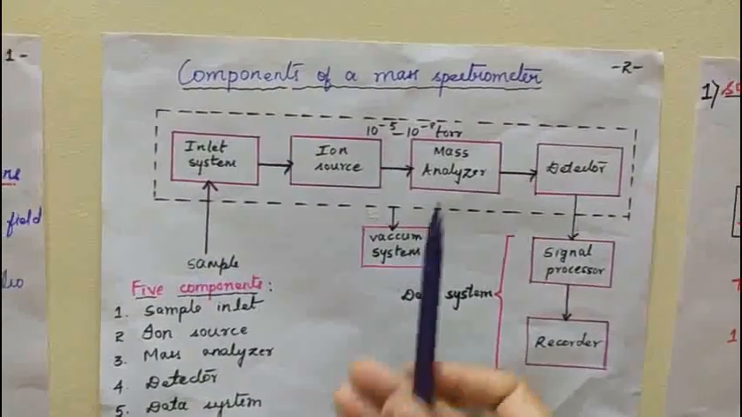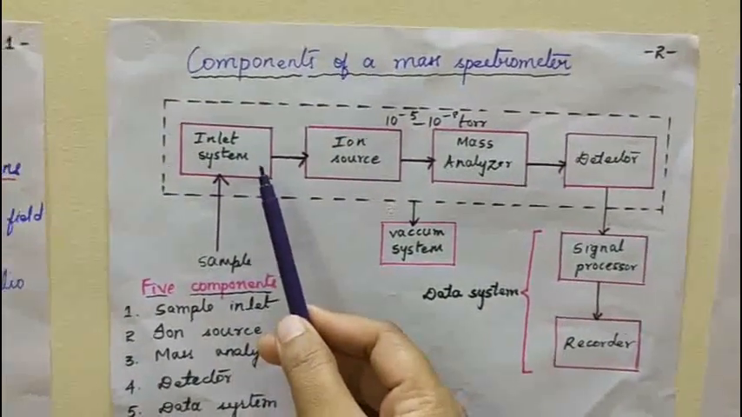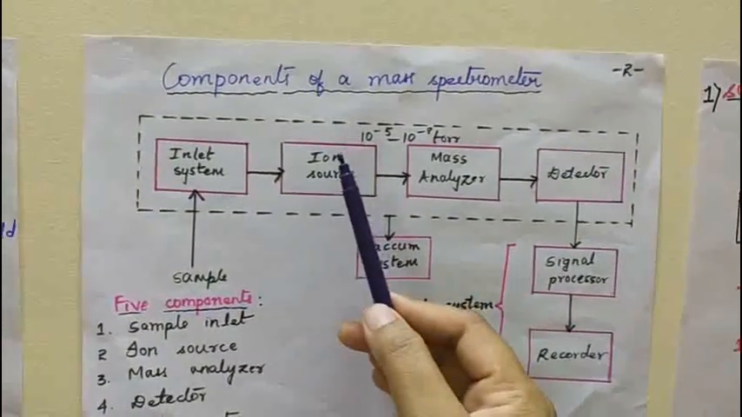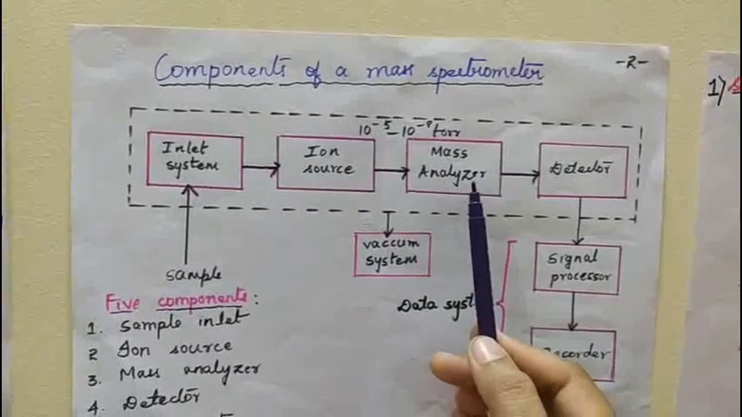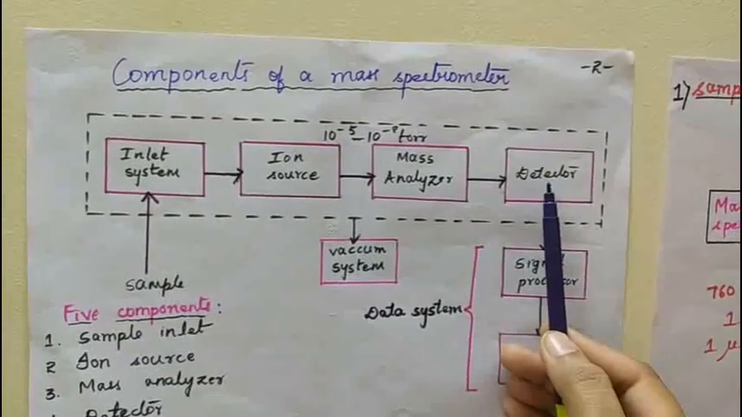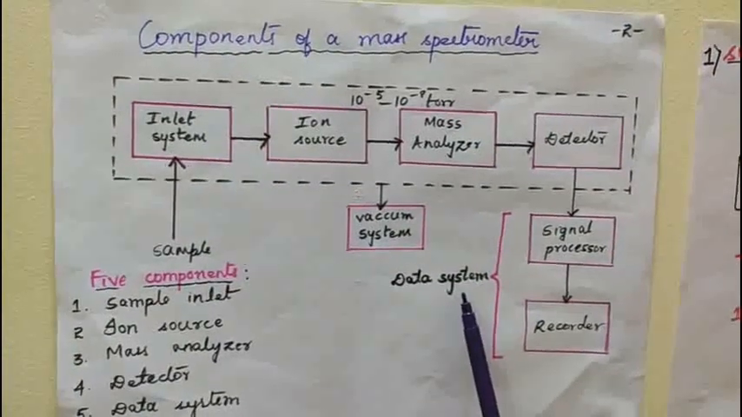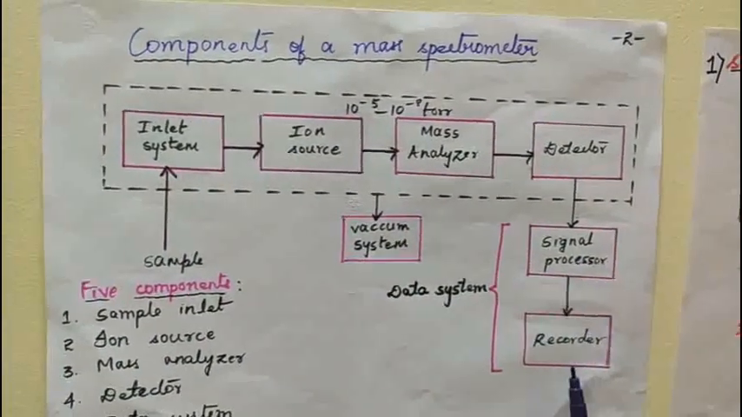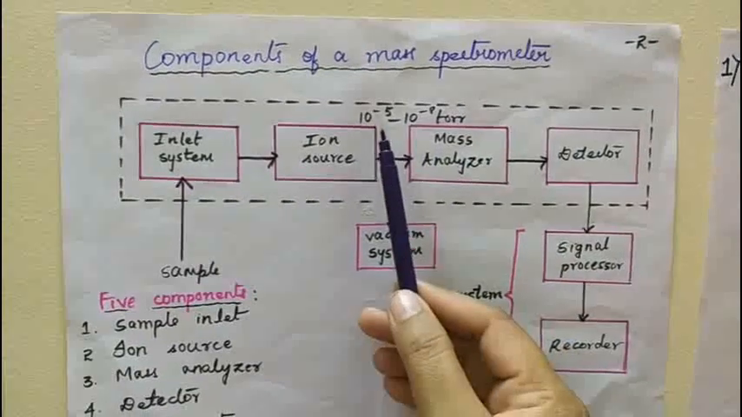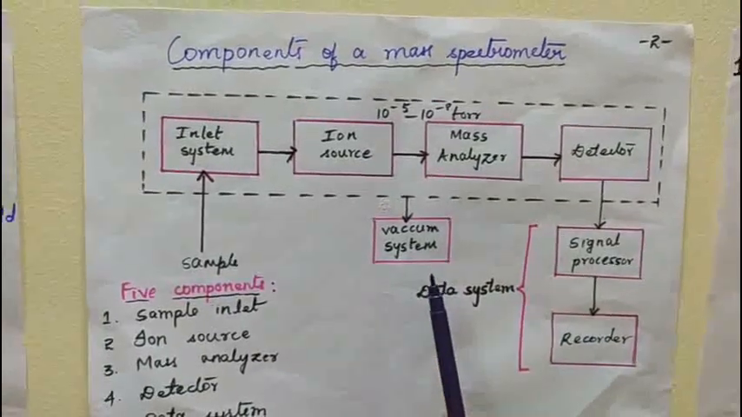Well, these are the components of a mass spectrometer. There are five important components. The first one is the sample inlet. The second one is the ion source, where the production of ions occurs, and the third one is the mass analyzer. The separation of ions occurs in the mass analyzer. The fourth one is the detector. The ions are detected here, and the last one is the data system, which includes the signal processor and the recorder. Inside the mass spectrometer, a pressure of 10 raised to minus 5 to 10 raised to minus 8 torr is maintained using the vacuum system.